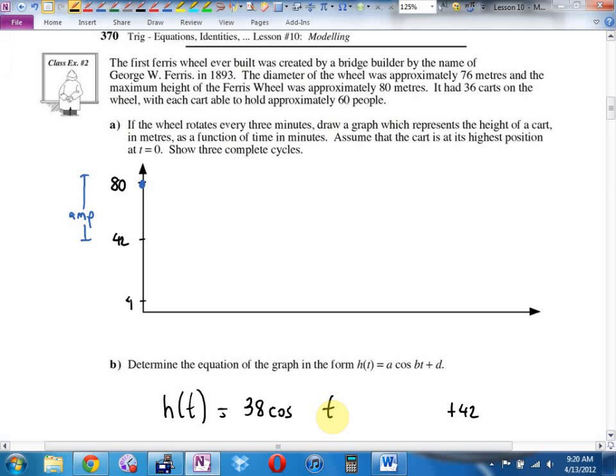Now, the question says, do a sketch. It says show 3 complete cycles. Forget it. I just want to get one good one. So I'm at the top right here, and then over here I'd be at the, let's use blue, top again. When? How long to go around once? Okay, do we want to go minutes or seconds? You know what, let's go seconds to be consistent with physics. So instead of 3 minutes, what will I put here? 180?